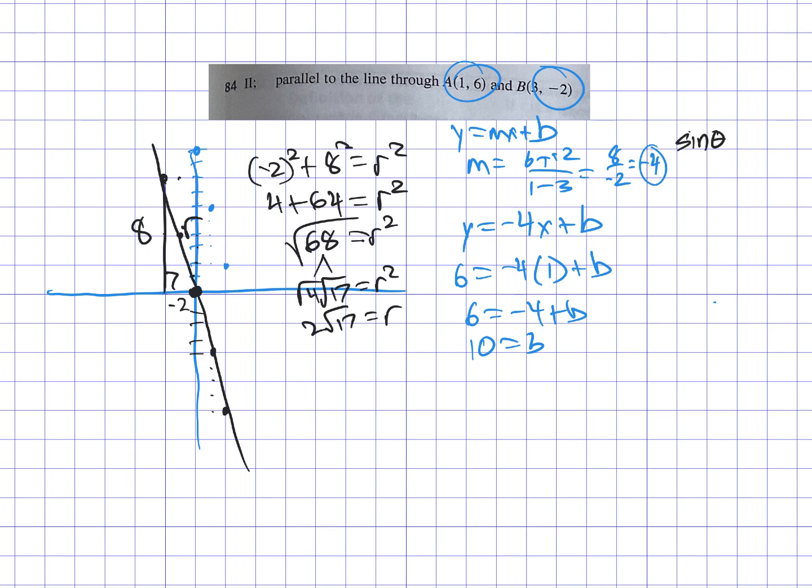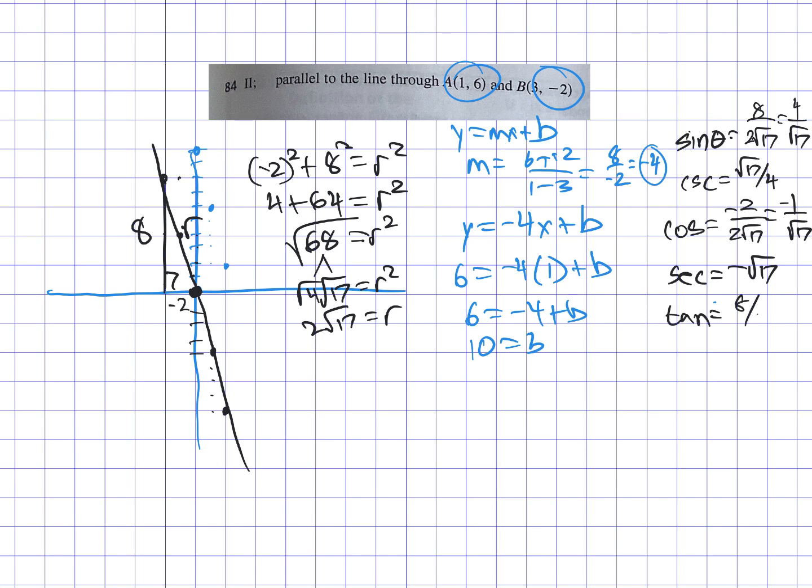All right, sine of theta is going to be opposite leg over hypotenuse. 2 square root of 17, which is 4 over the square root of 17. So the cosecant is the reciprocal, square root of 17 over 4. Cosine is the adjacent, negative 2. Sorry, that was, negative 2 over the hypotenuse, 2 square root of 17. So this is negative 1 over the square root of 17. So the secant is just negative square root of 17, the reciprocal. Tangent is opposite over adjacent, or negative 4, and the cotangent would be negative 1/4.